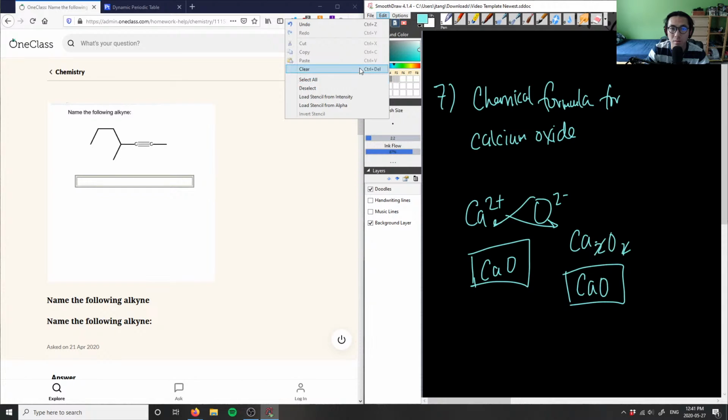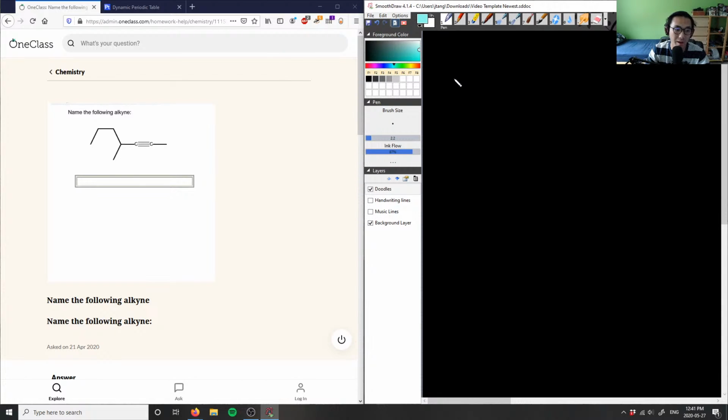Okay. Number 8 says name the following alkyne. Redraw this. Carbon, triple bond, carbon, and then carbon there. Okay, so how do we name this?